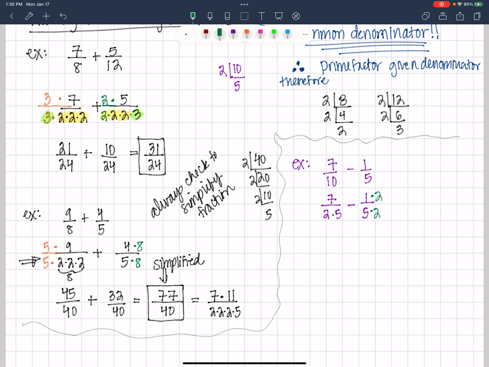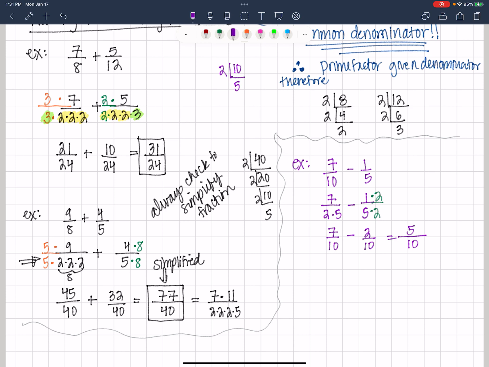And now the two fractions have the same denominator. 2 times 5 is 10. 5 times 2 is 10. So this becomes 7/10 minus 2/10. You retain the denominator. 7/10 minus 2/10 is 5/10.